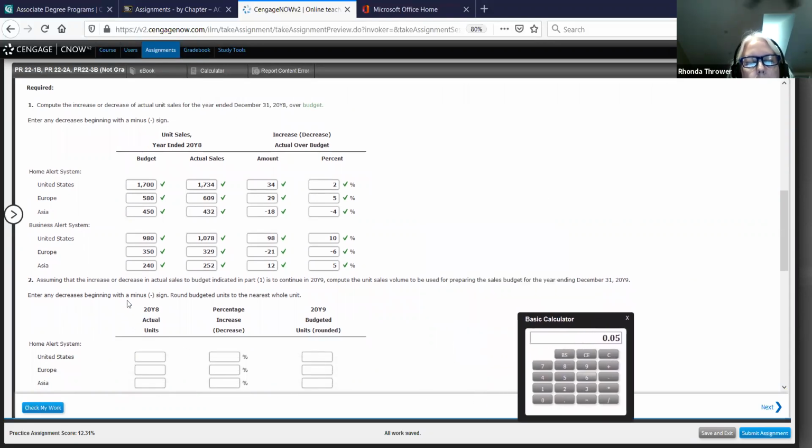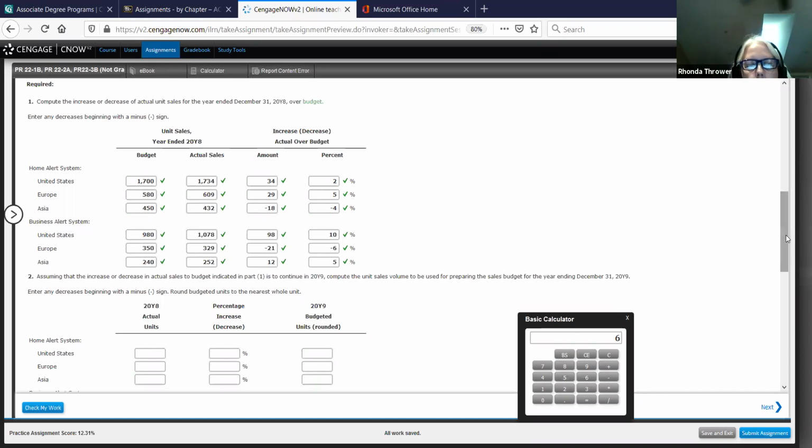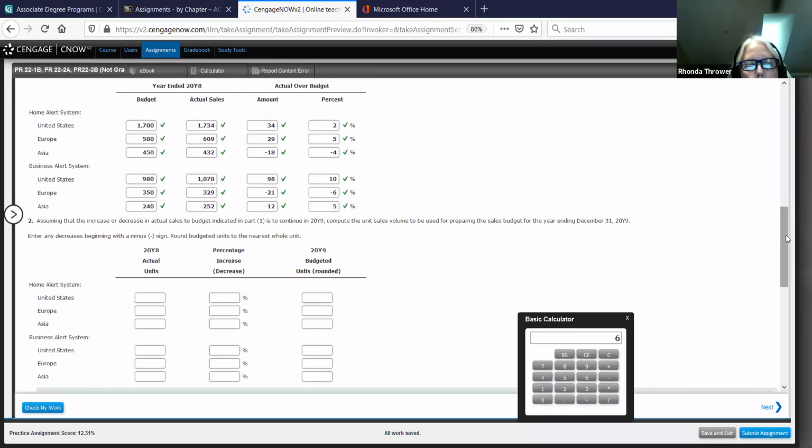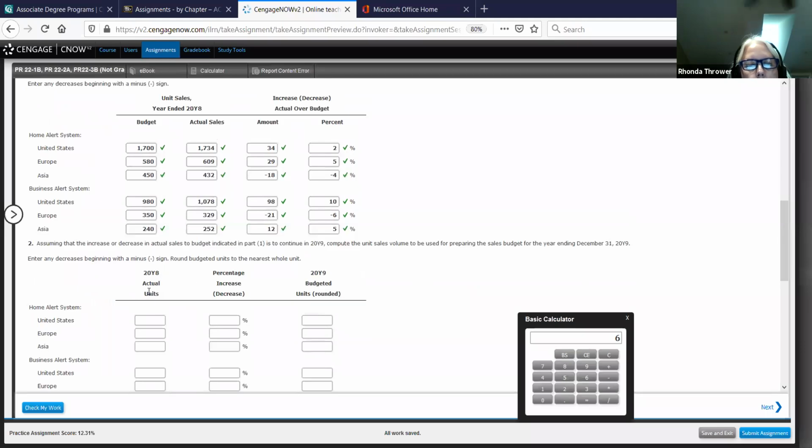Now in the next part of this, part 2, it says, assuming that the increase or decrease in actual sales to budget indicated in part 1 is to continue in 2009, compute the unit sales volume to be used for preparing the sales budget for the year ended December 31st, 2009. So we're going to take what happened as far as actual units. These are actual units here. We're just going to plug those in here.